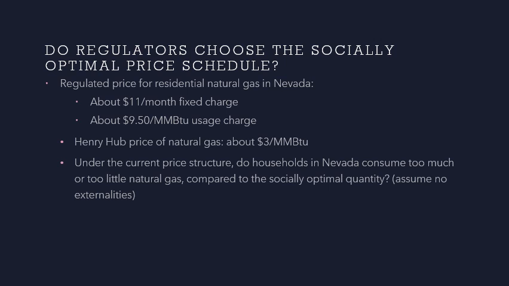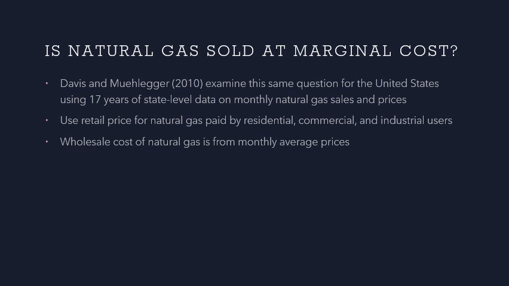Now, under the current pricing structure, do households in Nevada consume too much or too little natural gas compared to the socially optimal quantity, assuming no externalities? So the question is, the marginal cost of natural gas is about $3. People in Nevada are paying about $9.50 per unit. Are they paying too much, plus the $11 fixed charge? So Davis and Mulliger are asking, is natural gas sold at marginal cost, as it should be?